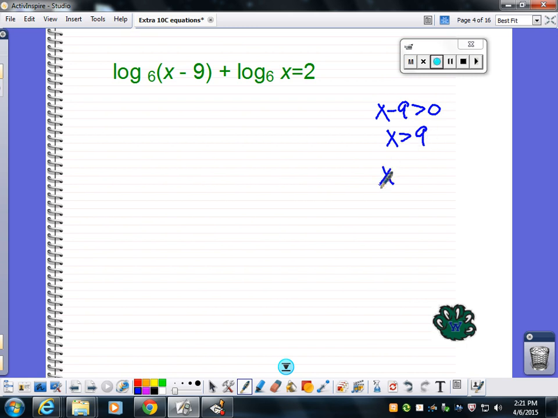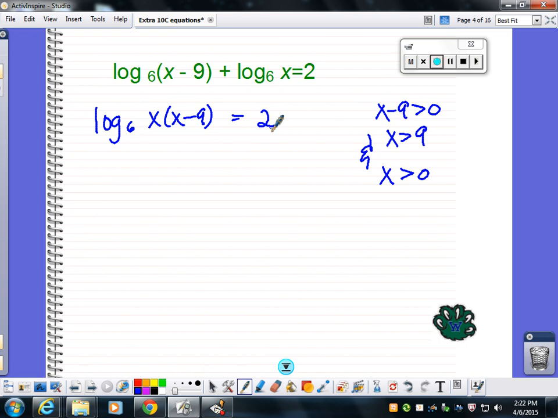And I have another log, so x has to be greater than 0. So x has to be greater than 9 and greater than 0. Has to meet both conditions. Okay, so I've got two logs. I want to condense them and put them back together. So I'm going to use the multiplication property to put these things back together. So I'm going to rewrite this as log base 6 of x times x minus 9 is equal to 2.